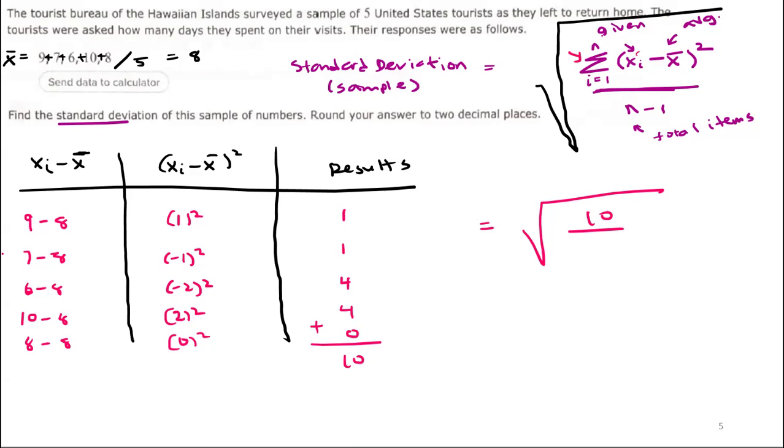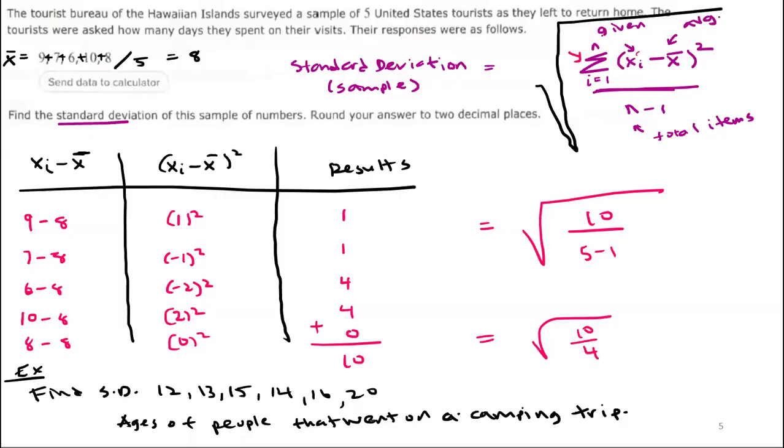Then we do n minus 1. n is the number of items, or the total items we have, which is 5. So we take 5 minus 1, then take the square root of 10 divided by 4. I would do inside first: 10 divided by 4. You'll get a decimal answer, and then you take the square root. Once you have that, go ahead and tell me what it is.